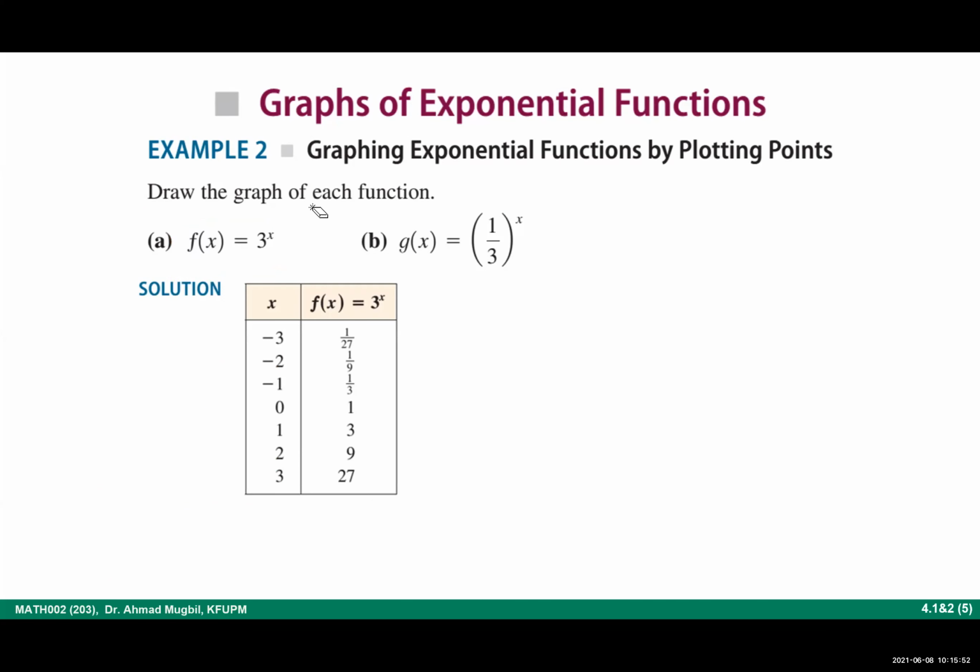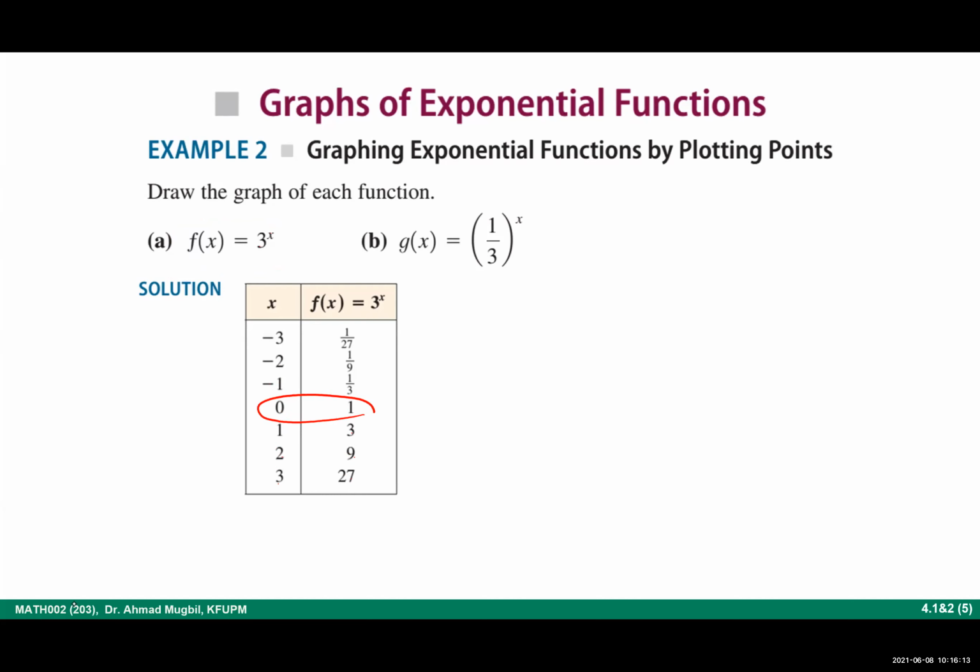You know that the domain of this function is all real numbers. You can take any real number. So we will take 0, 1, 2, 3, and negative 1 as an example. When x is 0, what will you have? 3 to the power 0 is 1. When you have 1, 3 to the power 1 is 3. 3 to the power 2 is 9. 3 to the power 3 is 27. When you take negative 1, 3 to the power negative 1 is 1/3, and so on.